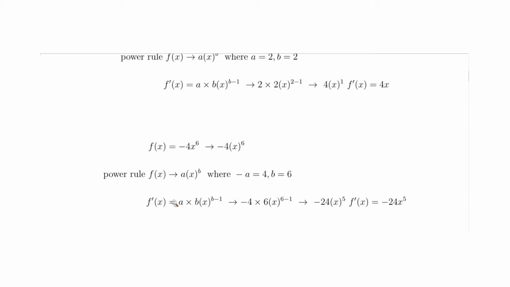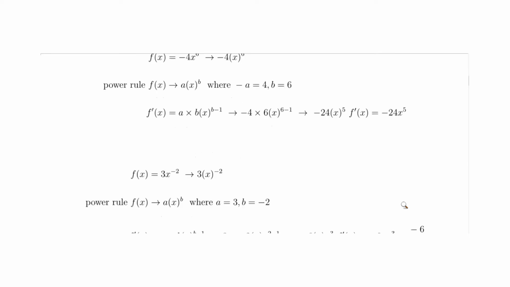Okay, so for the first derivative we want a times b times x to the power of b minus 1. So this is reduced by 1, and we multiply this 6 by minus 4. So then we end up with minus 4 times 6, which is our a and our b values, and the 6 minus 1, which is 5. So we end up with minus 24 times x to the power of 5, which we write in the standard way. So that takes care of that one.